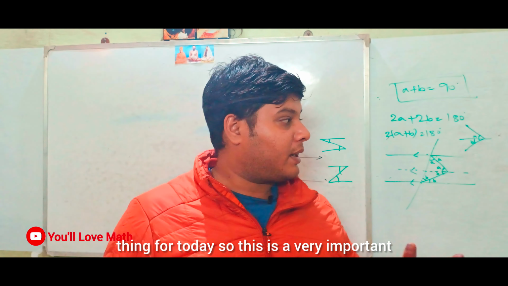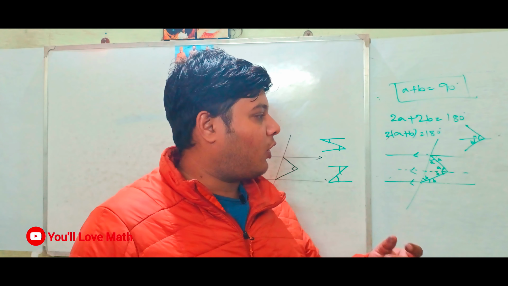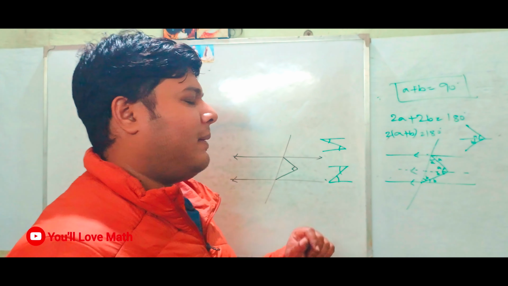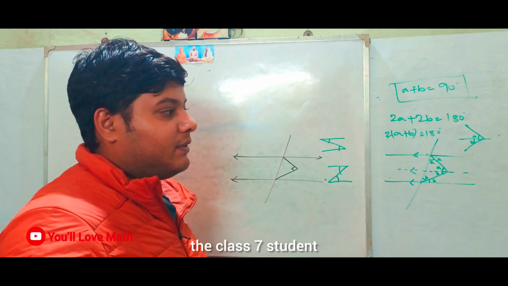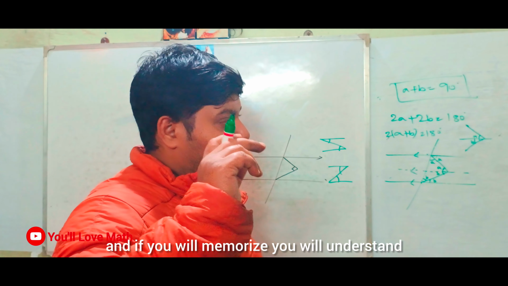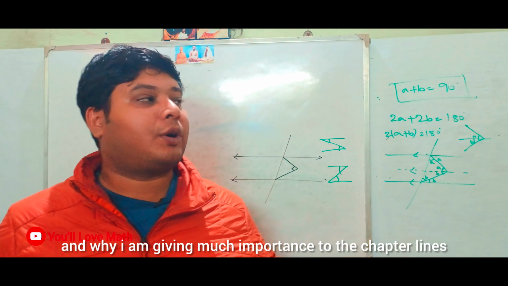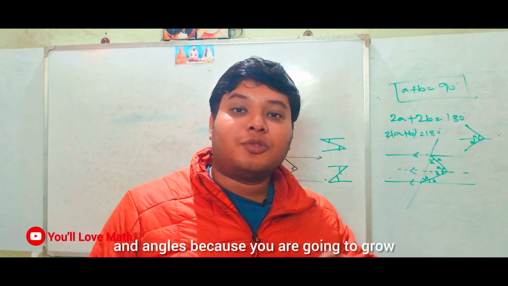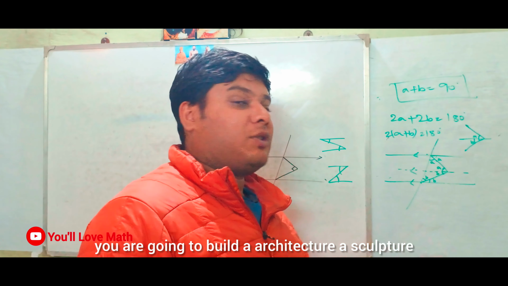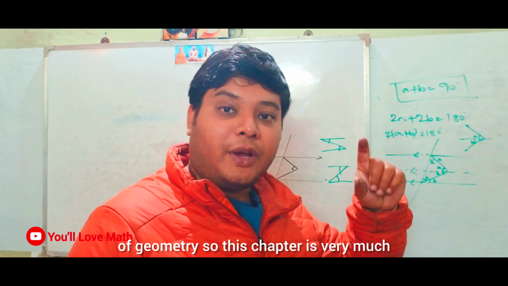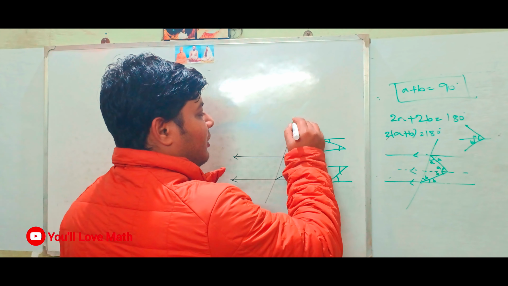So this is a very important class. I have given two problems. The lines and angles chapter will continue in the next class, and I require a maximum of 5 classes to make class 7 students understand. If you memorize, you will understand this lifelong. That's why I'm giving much importance to the chapter lines and angles, because you are going to build an architecture, a sculpture of geometry. This chapter is very important for class 7, and not only for 7, it's important for a lifetime.